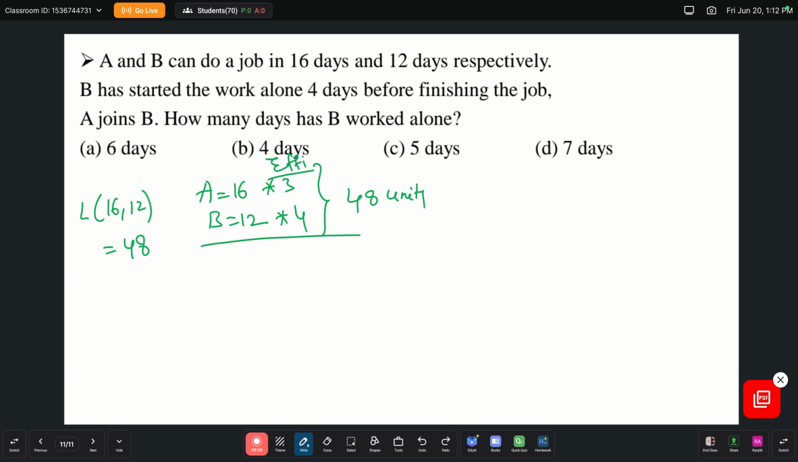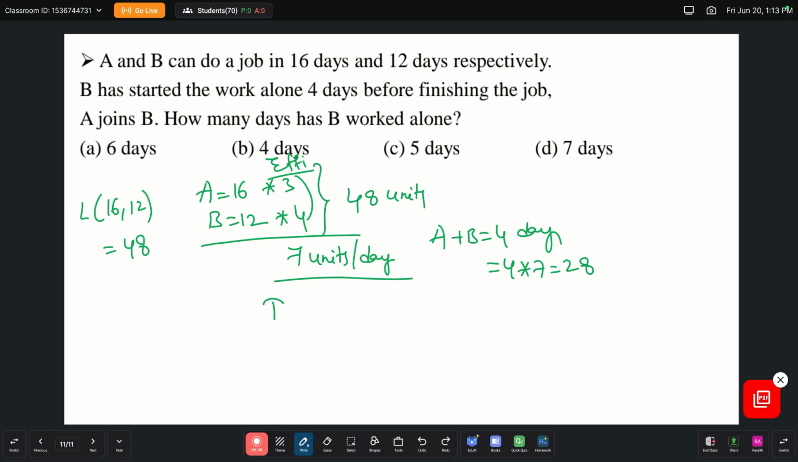We don't know. But when the work is completed in 4 days, A and B together work for 4 days. So A plus B equals 7 units. 4 days equals 4 into 7, 28. So A and B together work for 28.